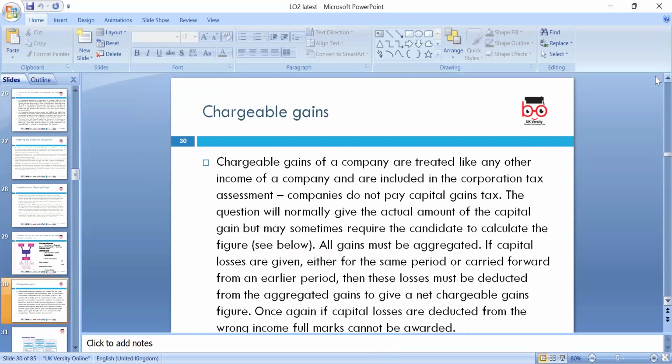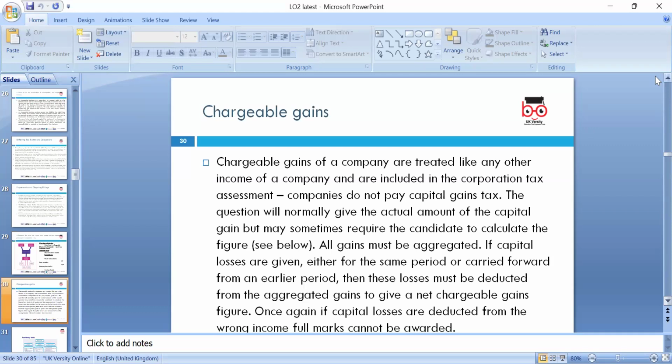Chargeable gains for companies are treated like any other income of a company and are included in the corporation tax assessment. The company does not pay capital gains tax. The question will normally give the actual amount of the capital gain, but sometimes you may be required to calculate the figures. All the gains must be aggregated. If capital losses are given, either from the same period or carried forward from an earlier period, these losses must be deducted from the aggregate gains to give the net chargeable gain figure.